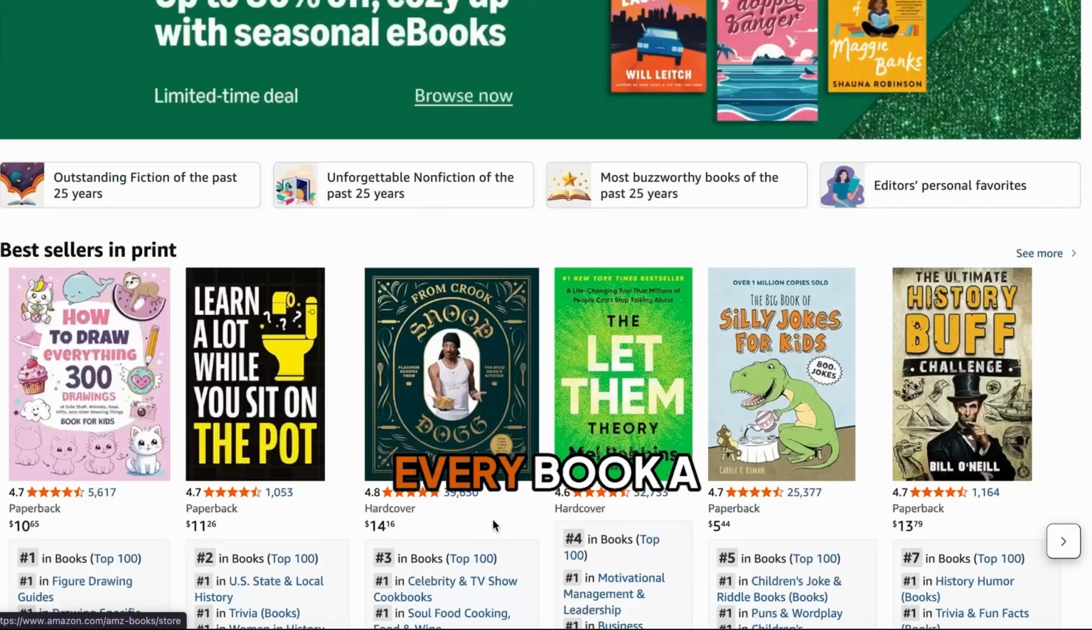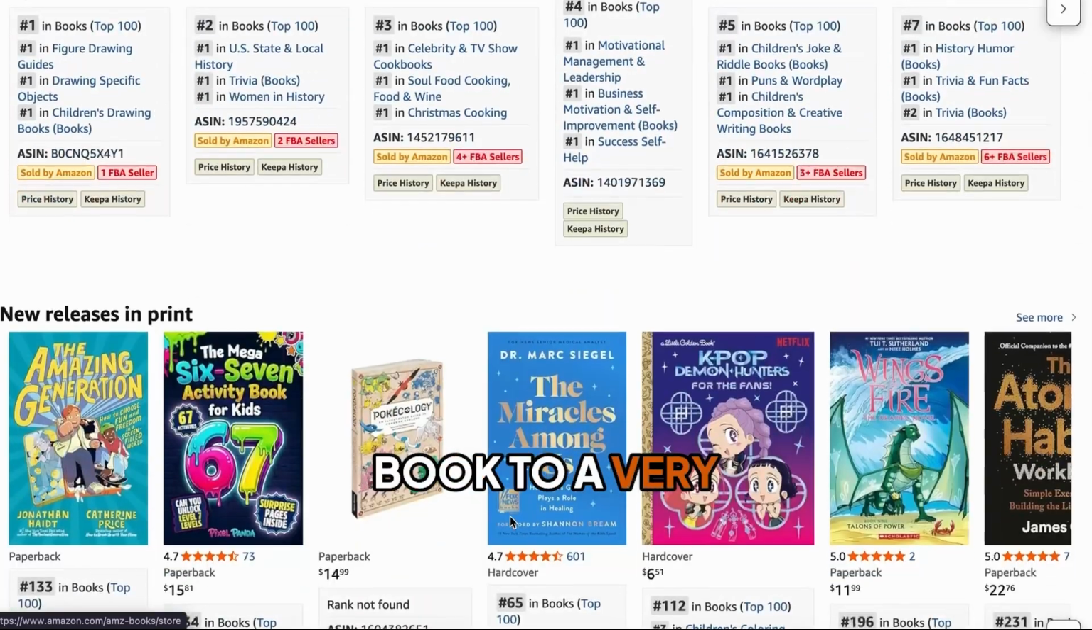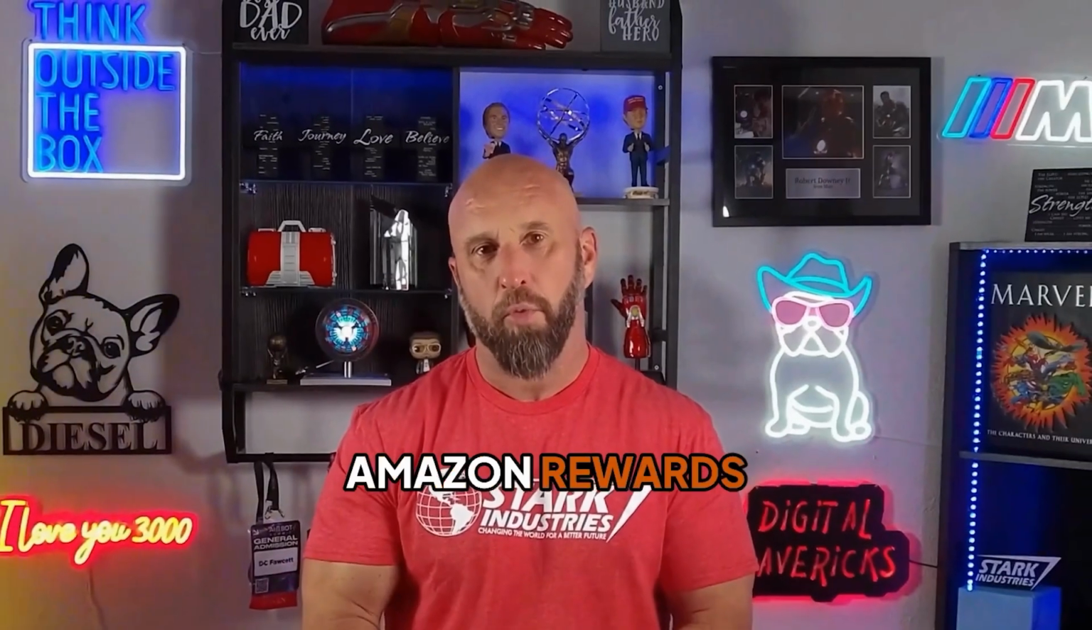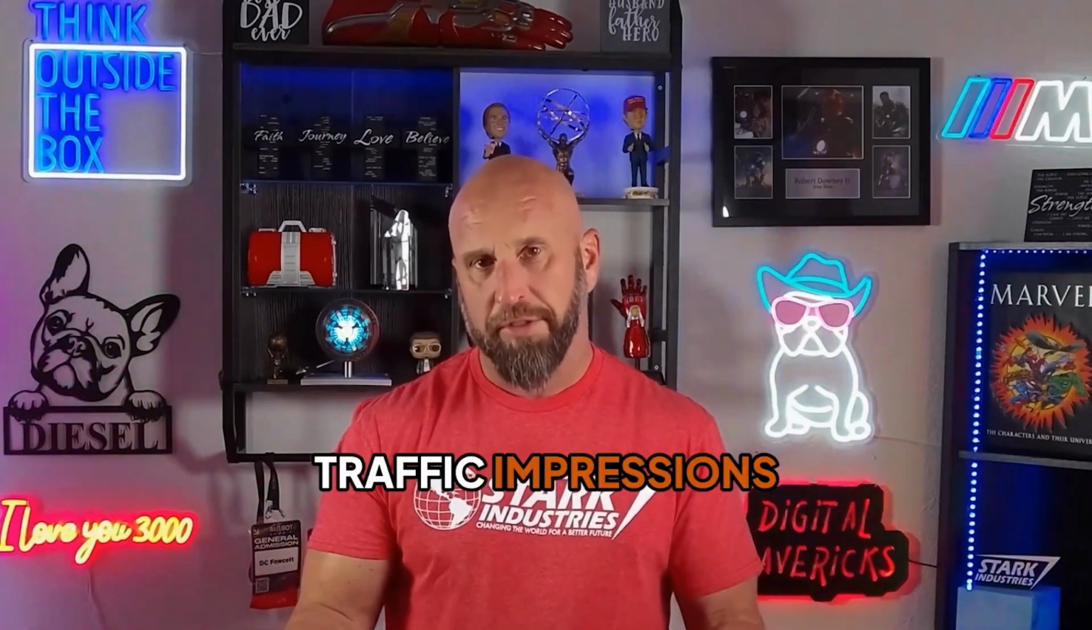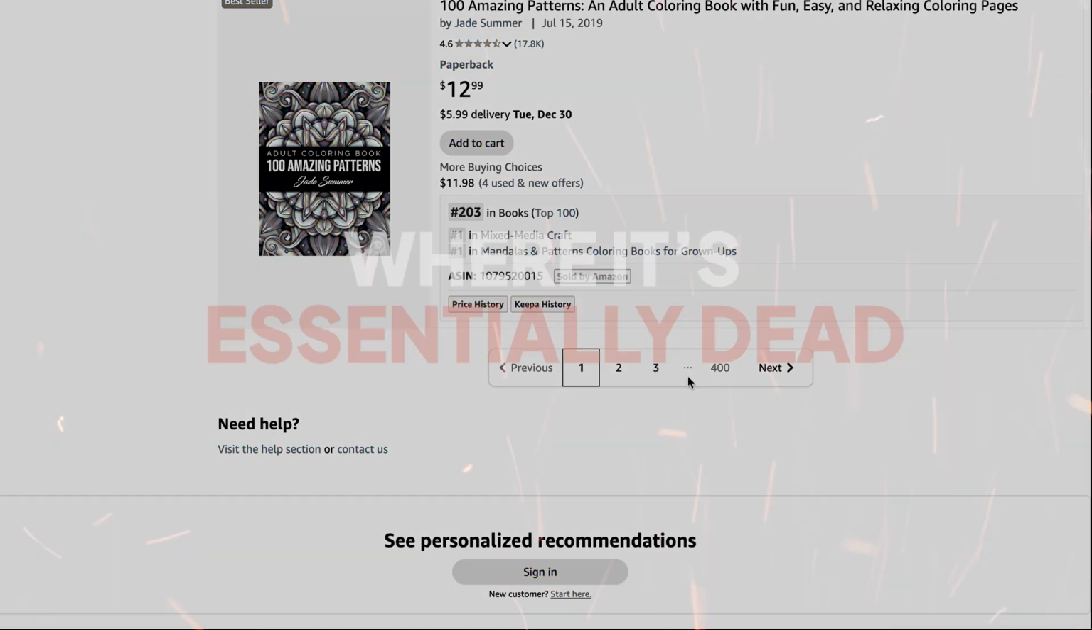See, Amazon gives every book a tiny trial period. During that trial, it shows your book to a very small percentage of shoppers. If enough of them click your cover, Amazon rewards you with organic traffic, impressions, and higher rankings. If they don't, your book gets pushed to page 50, where it's essentially dead.